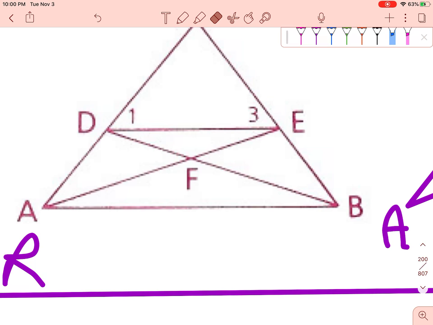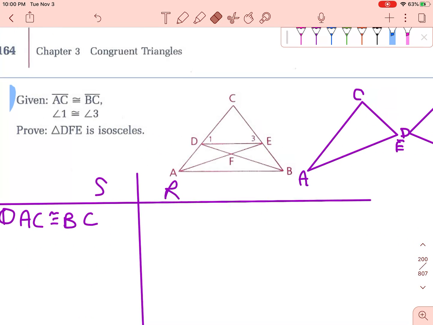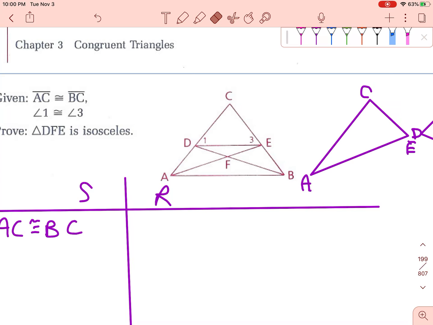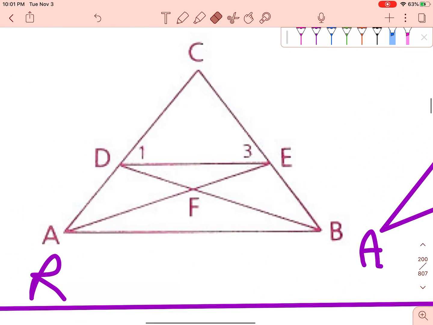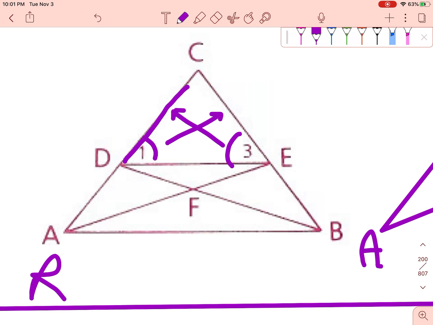I started to take a look at the given information. So AC is congruent to BC. And then also angle 1 is congruent to angle 2. Now keep in mind that this entire unit we've been talking about isosceles triangles. So the minute they told me angle 1 was congruent to angle 2, I took a look at this top triangle, and it's a small little isosceles triangle. So I thought, well, if two angles are congruent, then the sides opposite them would also be congruent. So I wasn't sure if that would help me.